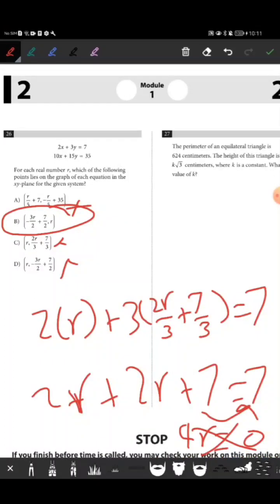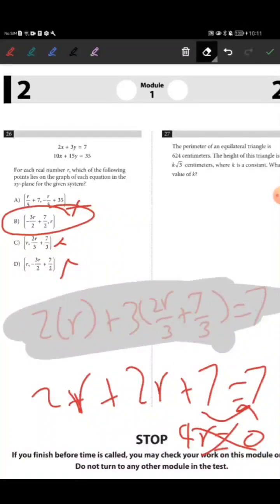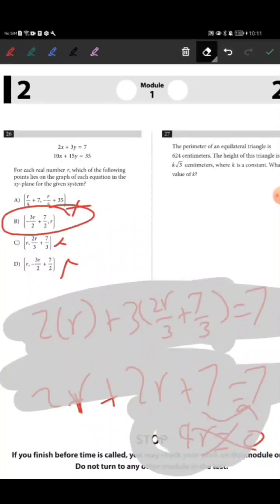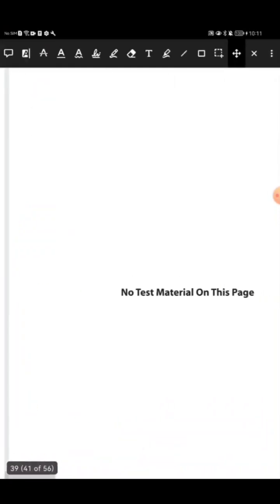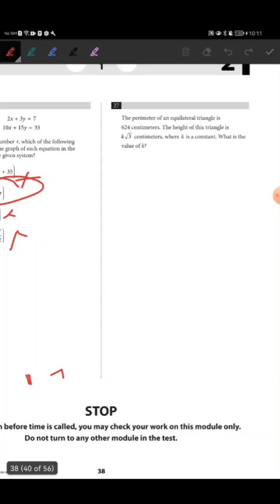You're going to solve this equation a lot faster with a calculator by substituting the values and using shift solve on the calculator. The last question in this section, number 27: the perimeter of an equilateral triangle is 624 centimeters. The height of this triangle is k times the square root of 3 centimeters, where k is a constant. What is the value of k? So the perimeter of this equilateral triangle is 624 centimeters.